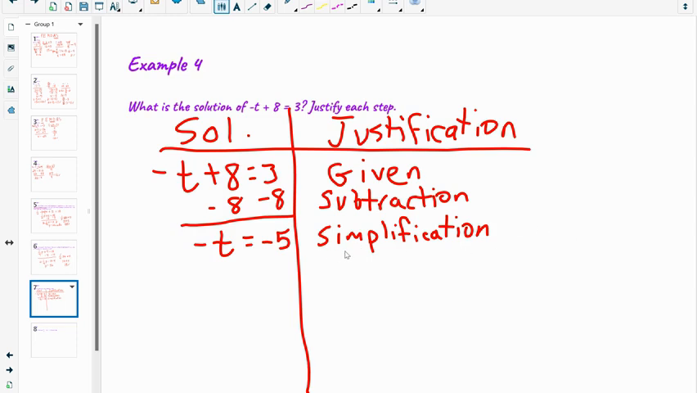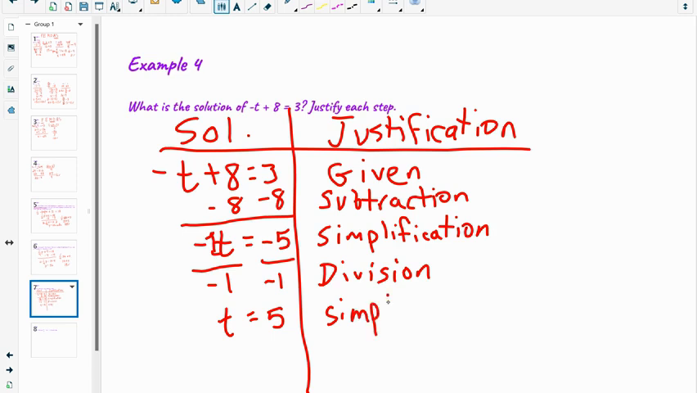All right. Last step. We have to remember negative t is like we have a negative 1 in front. So we're going to divide by negative 1. You could also multiply by negative 1, but division is the traditional step. And so we get t is equal to 5. So again, 2 steps. We divided, so division, and then we simplified. Okay. So that's all we need to do. I mean, we didn't do anything special with our justification. We just described what we're doing.